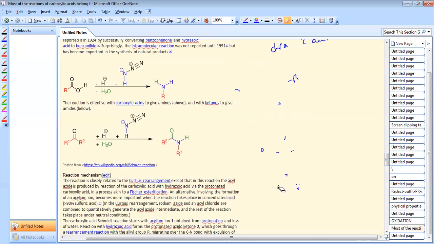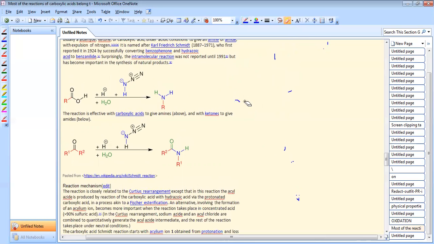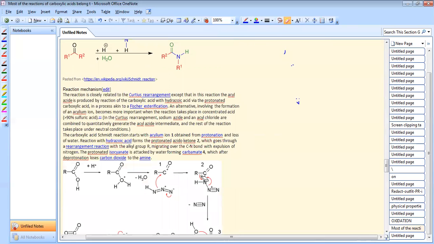So the first step is the removal of water, and that results in the formation of this compound. Now this one undergoes rearrangement, so I am writing it here, from the first step onwards. This is HN3 in presence of acid. So here what happens? Removal of water takes place, and thereby we get R C double bond N double bond N double bond N minus N plus.